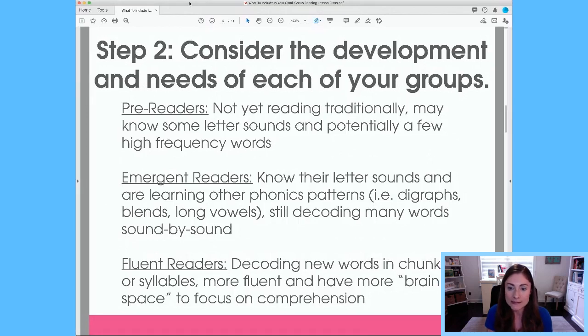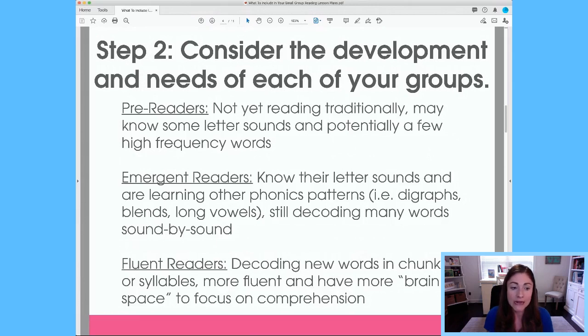So, first of all, we have our pre-readers, right? These kiddos are not yet reading traditionally. They may know some letter sounds. They're learning their letter sounds, potentially a few high frequency words. They probably really aren't at this stage though, blending to read words. So they're not yet reading CVCs. They're still learning their letter sounds. Let me know if you expect to have some pre-readers in your class this coming school year.